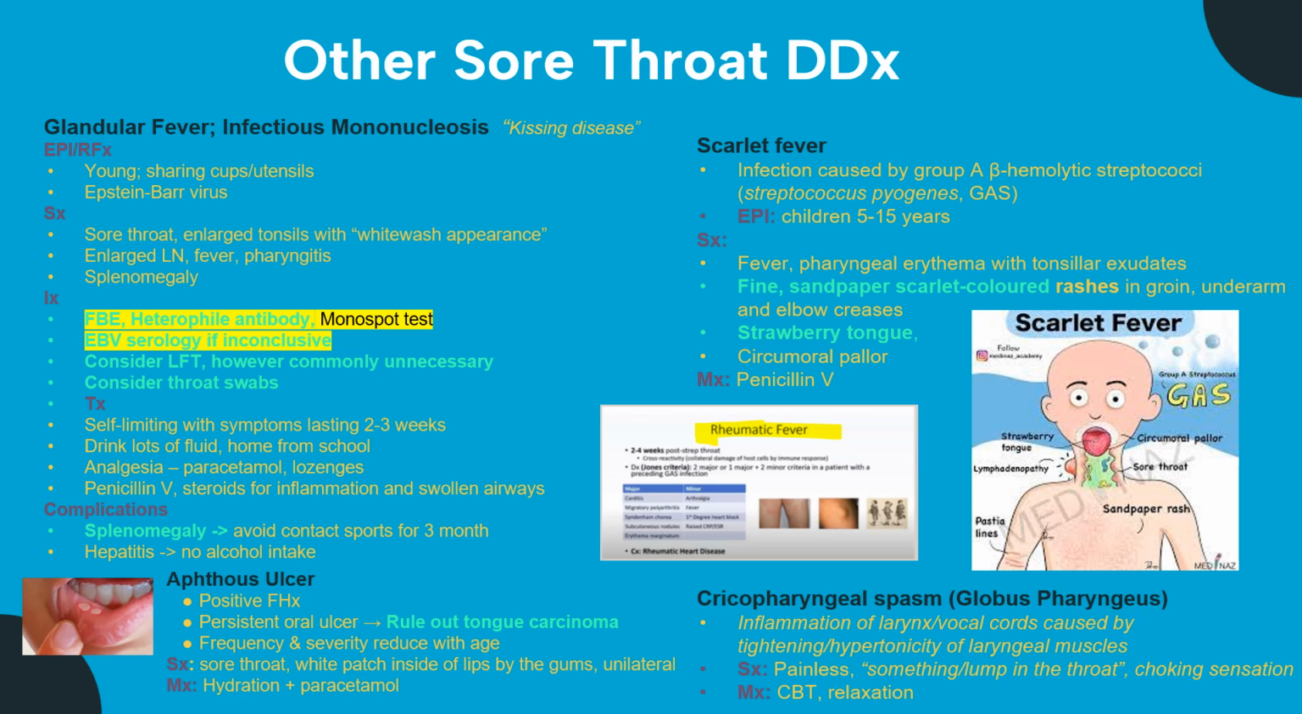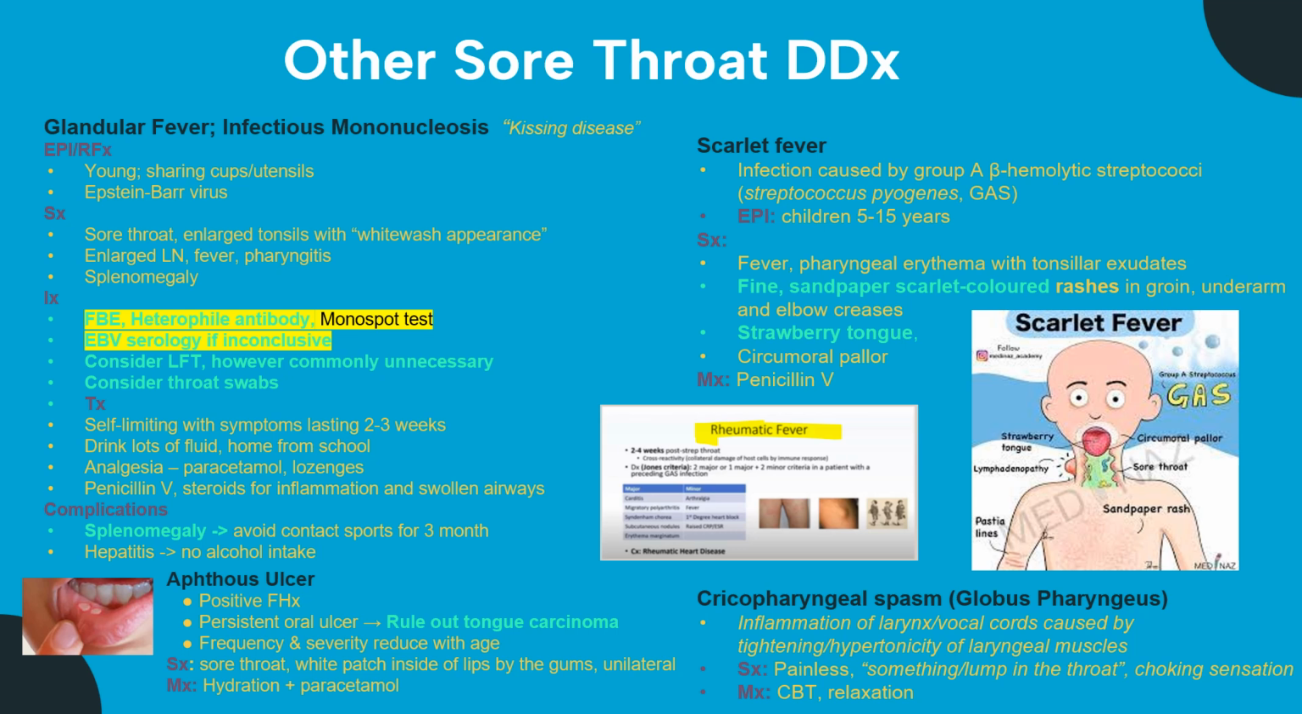When you're talking about rheumatic fever, that can be a complication of strep throat due to cross-reactivity. There's something called the Jones criteria. You need 2 major or 1 major and 2 minor criteria, at least, in a patient with a previous strep throat. These are the different types of criteria here. And one complication that can be quite bad is rheumatic heart disease, which I'm sure you've heard about.